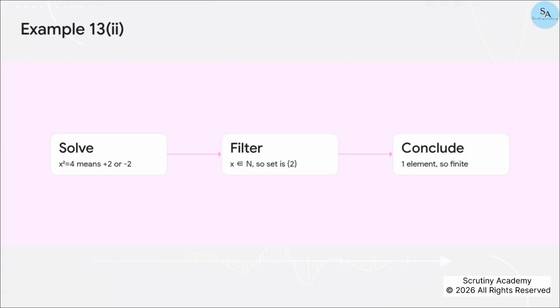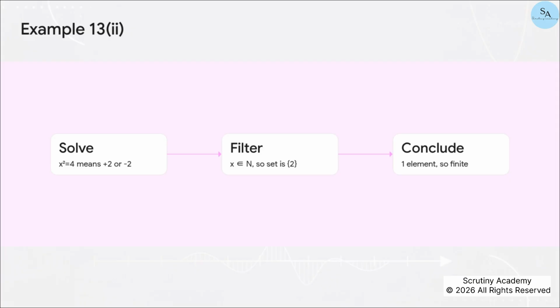All right, take a breath, because here is the hard, board exam level question. Example 13, part 2. The set contains x such that x is a natural number and x squared equals 4. Step 2, let's just solve the algebra first. If x squared equals 4, that implies x could be positive 2, or it could be negative 2.